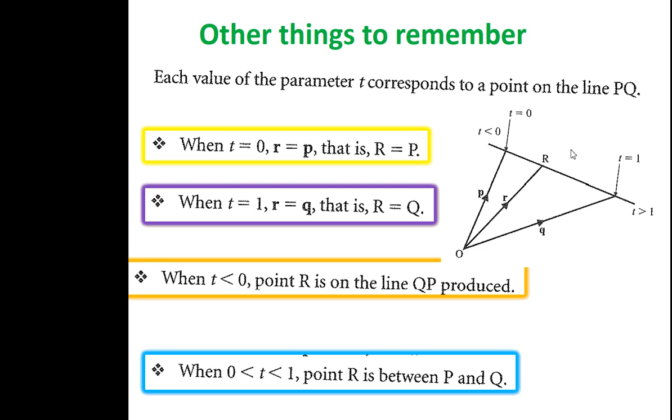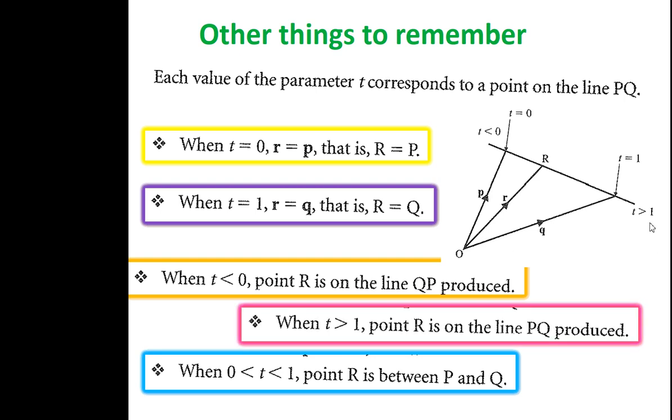When t equals 1, it's right over here. So when t equals 1, then point r would be sitting right on top of point q, and therefore vector q would be the exact same thing as vector r. So that's why they're saying r equals q for that one. And when t equals 0, r equals p.